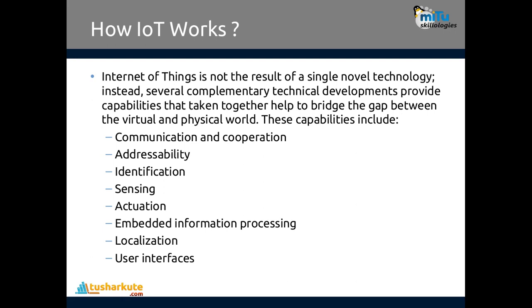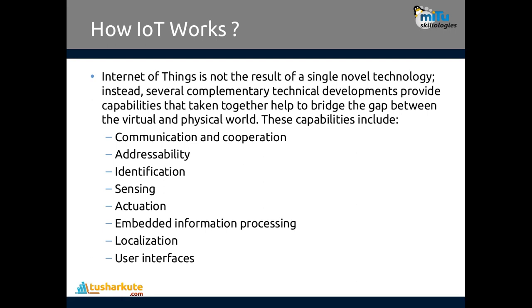Some clouds can be used where information can be stored, processed, and analyzed, and based on that, future predictions are done. That's what we call embedded information processing. So embedded information processing can also be done with the help of the IoT. And localization is very important.